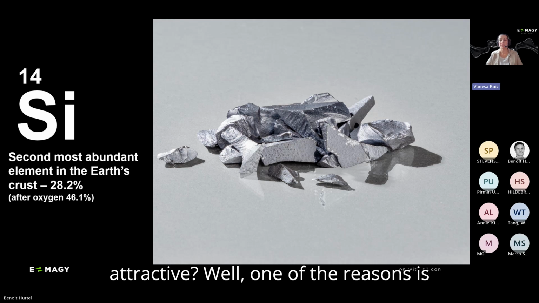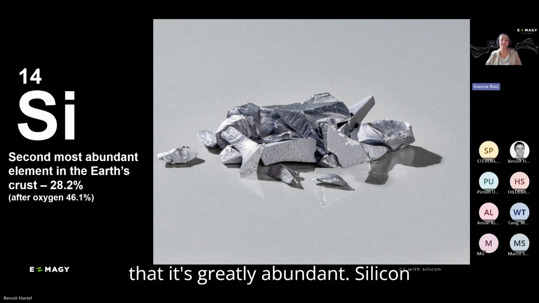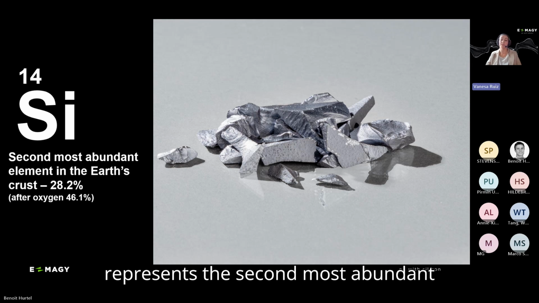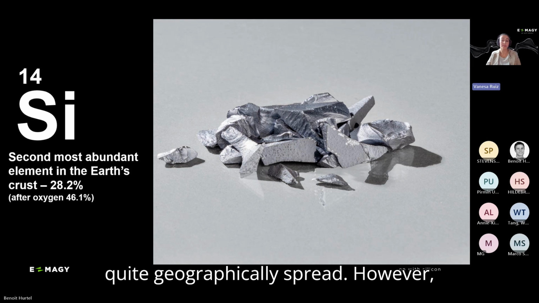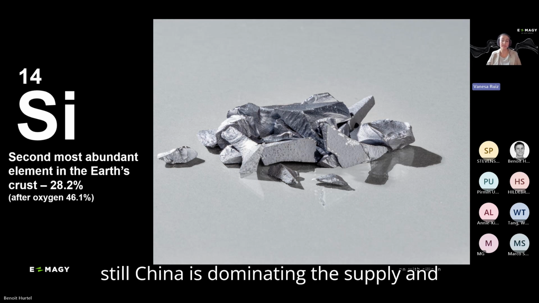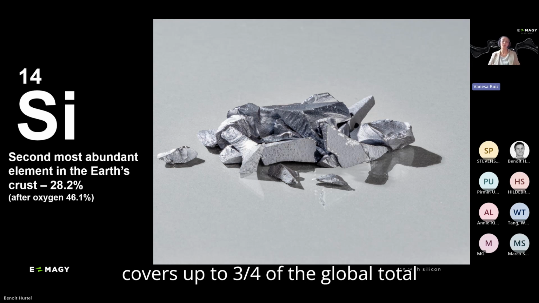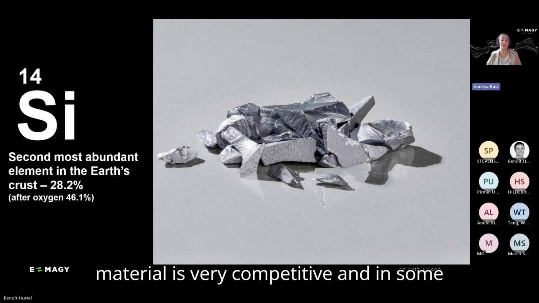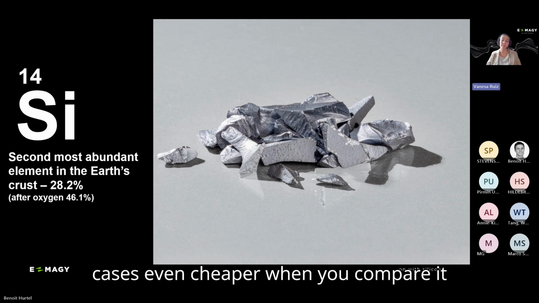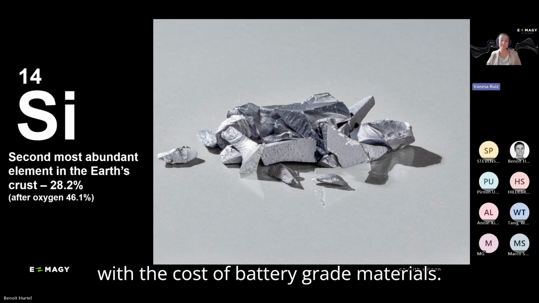Why is silicon so attractive? Well, one of the reasons is that it's low cost, and another reason is that it's greatly abundant. Silicon represents the second most abundant element in the Earth's crust, and is also quite geographically spread. However, China is still dominating the supply and covers up to 3/4 of the global total production. Also, the cost of silicon raw material is very competitive and in some cases even cheaper when you compare it with the cost of battery-grade materials.